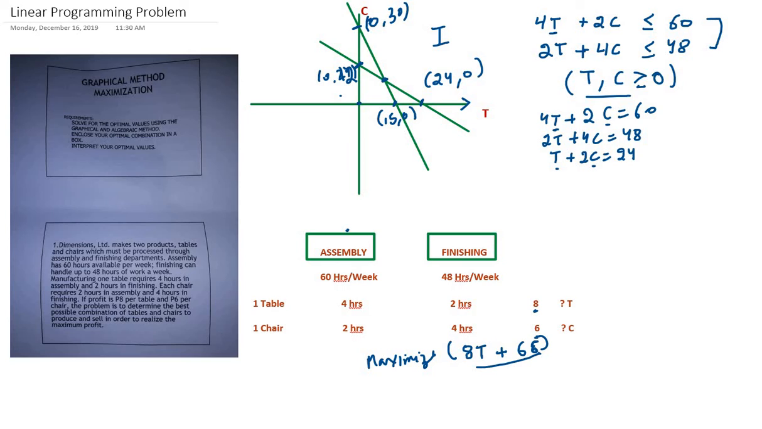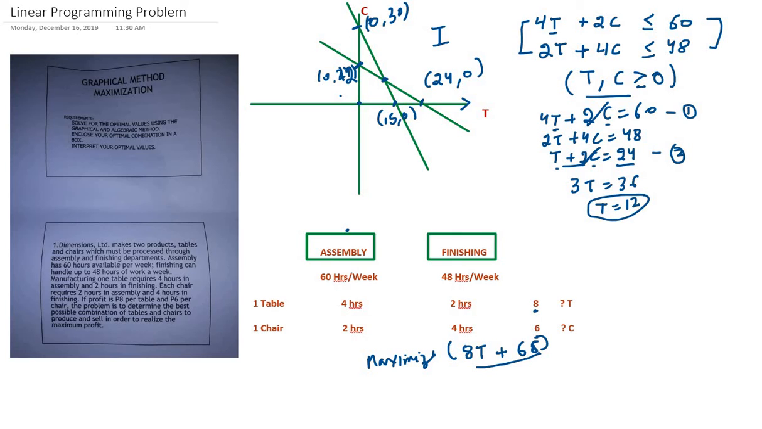So how can we find out the coordinates of this point? By solving these two equations, right? So let's solve them. Basically we have to solve this one with this one, right? This is the reduced form of the same equation. So if I subtract 2 from 1, 2c will get cancelled out, 4t minus t will be 3t equal to 60 minus 24 will be 36. So t will be equal to 12, right?